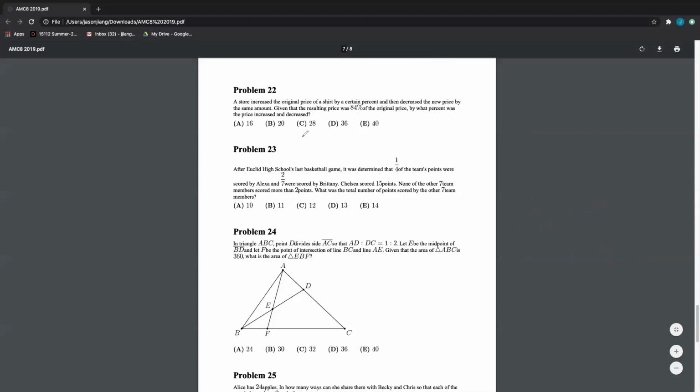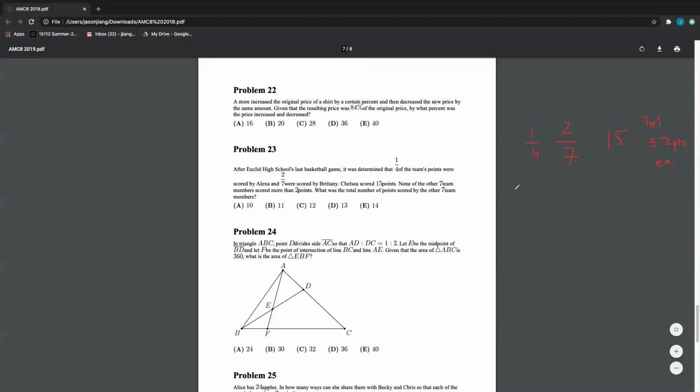We have after Euclid High School's last basketball game, 1/4 of their points were scored by Alexa, and 2/7 were by Brittany. We have Chelsea, who scored 15, and we have 7 people who scored no more than 2 points each. Less than or equal to 2 points each. Okay. We want to know the total number of points scored by the other 17 members.